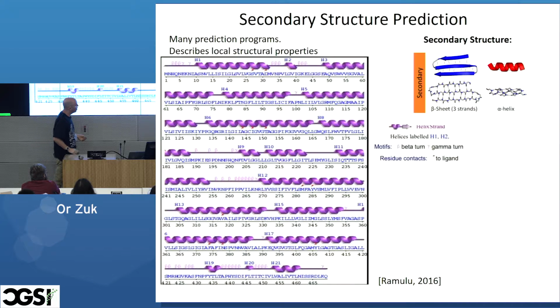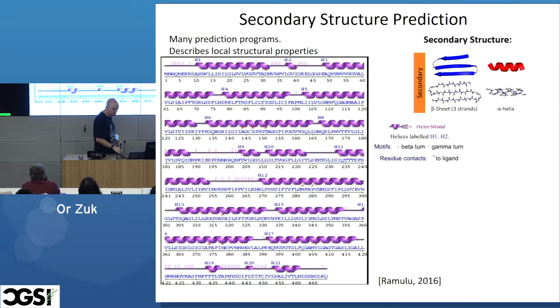And then there are programs that you feed the sequence, and they can predict the secondary structure. This is how the output looks. For each place in the protein, we see if it's an alpha helix or a beta sheet. And why do they work? Because most of the information is local. Being an alpha helix or beta sheet is usually determined only by the local sequence context, and if you have something far away, it usually does not change the local structure.